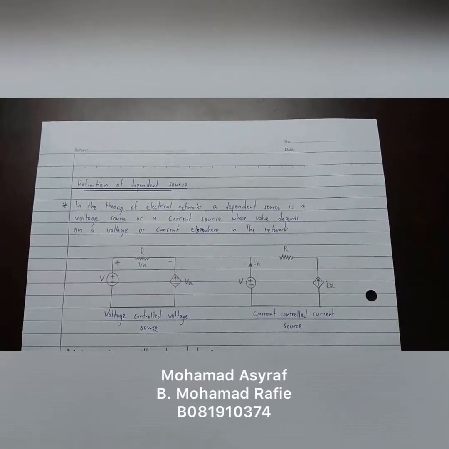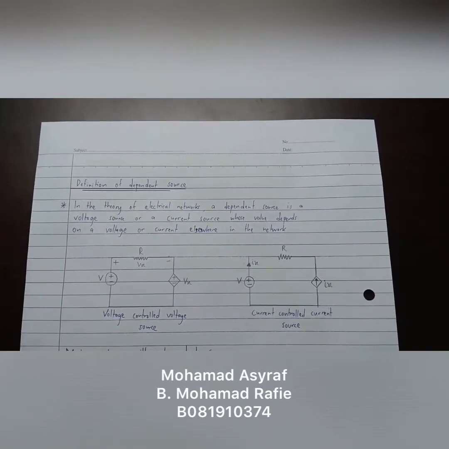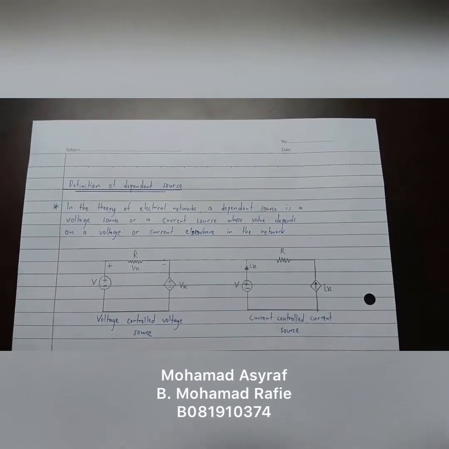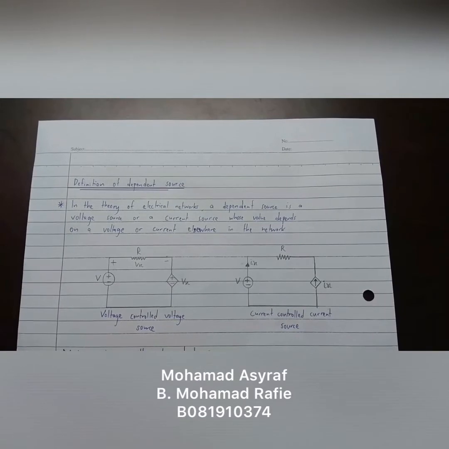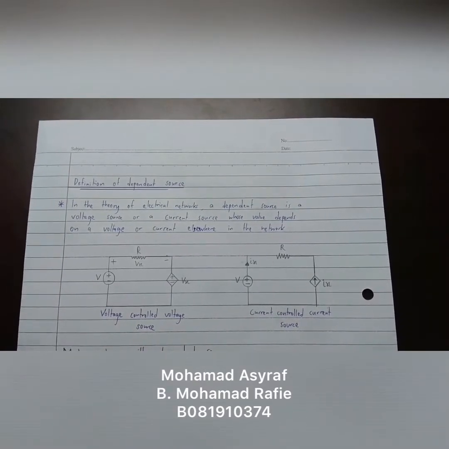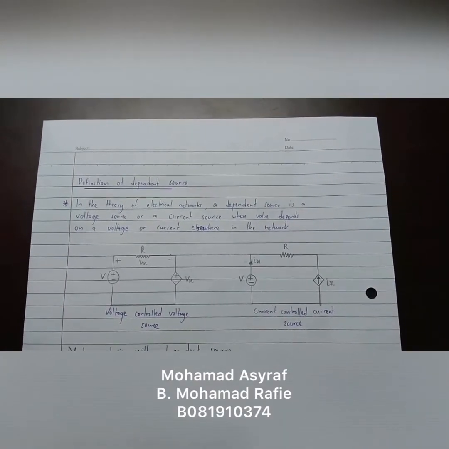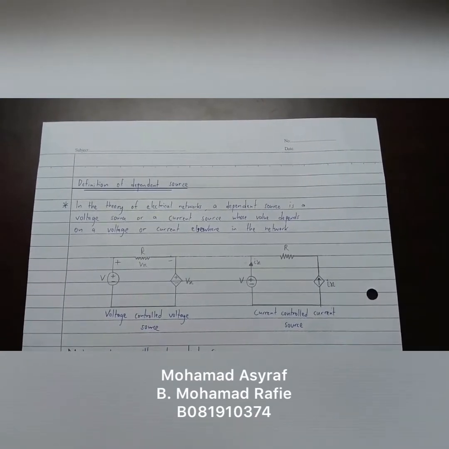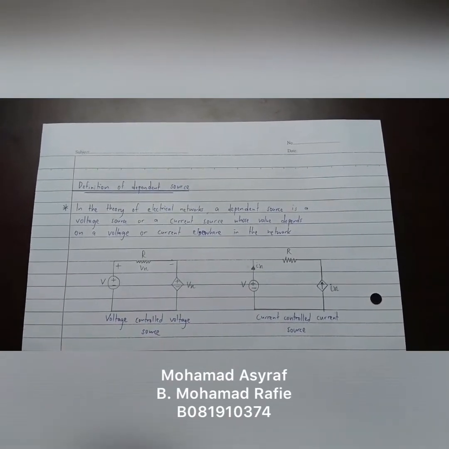Here is an example of a circuit that contains a dependent source. On the left side, the circuit is a voltage controlled voltage source. On the right side, the circuit is a current controlled current source.